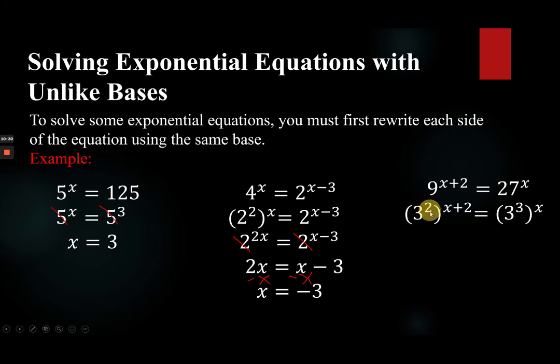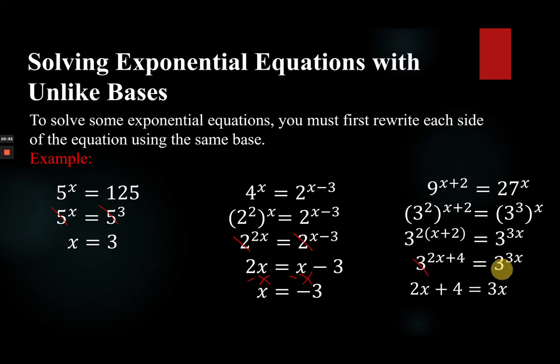We need to multiply 2 to the power of x plus 2. Remember, we need to distribute: 2x and then 2 times 2, 4. It becomes 2x plus 4. 3 times x is just 3x. And then we can now clearly cancel out your bases of 3. After canceling, you have the equation of the exponents: 2x plus 4 is equal to 3x.